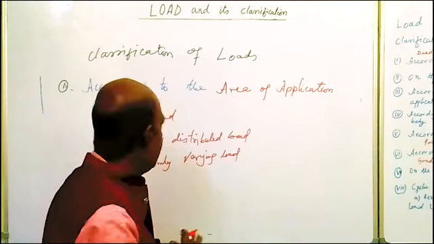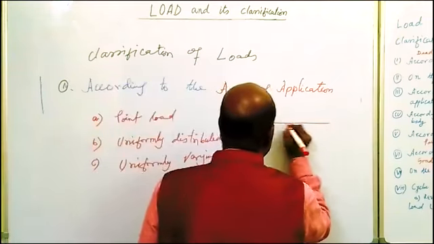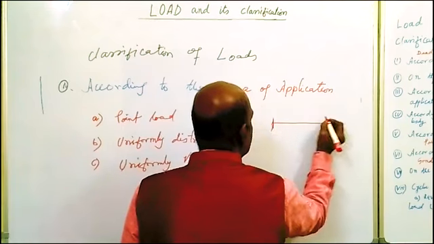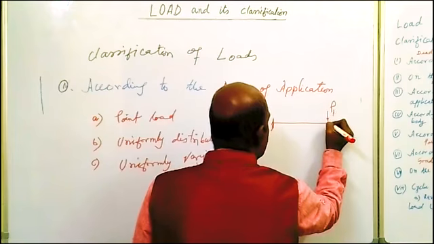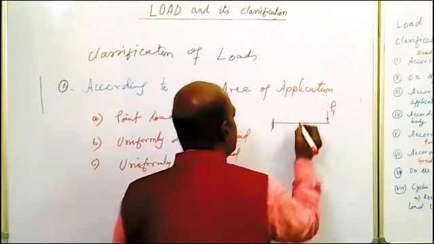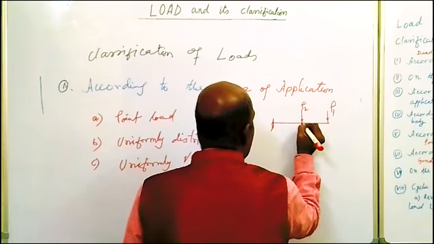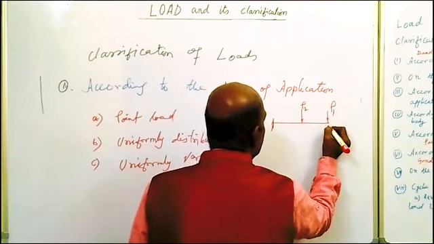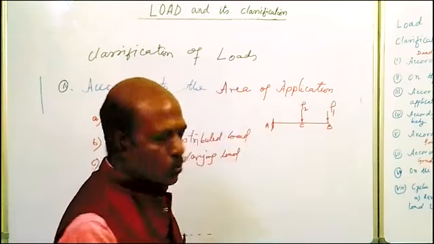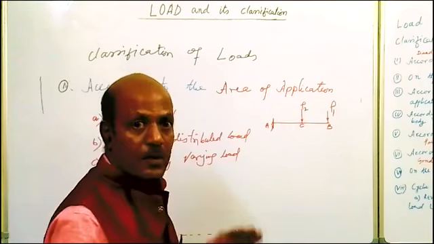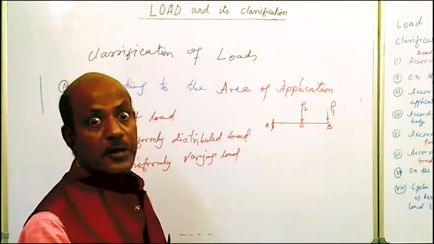So in the first kind, that is point load. Consider a beam, say a cantilever beam. Load P1 is acting at the free end. Similarly, say P2, another load, is acting at a point, say this point is B and this point is C. So in this case, the whole magnitude of the load is passing through that particular point.